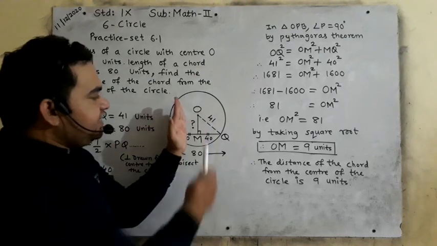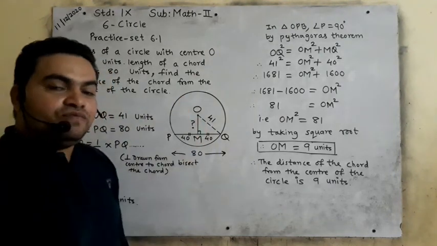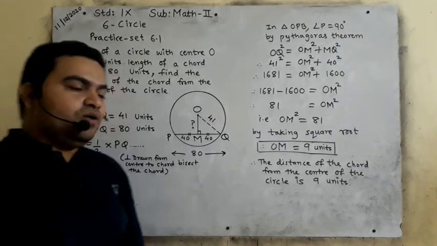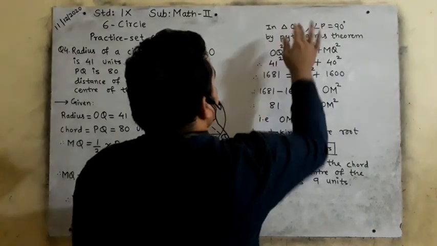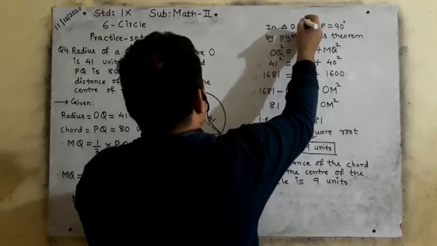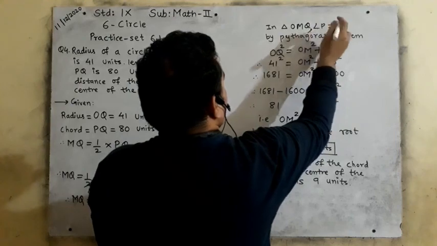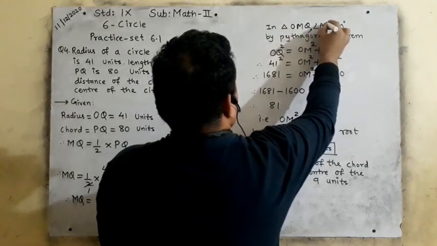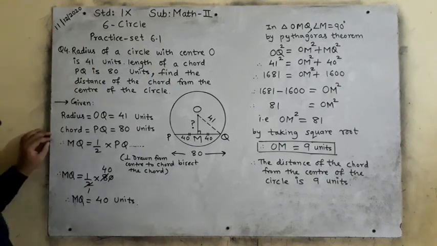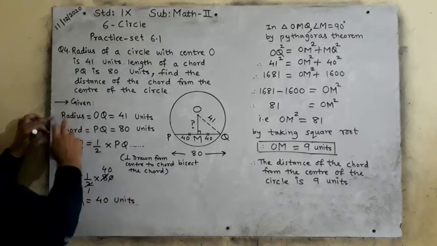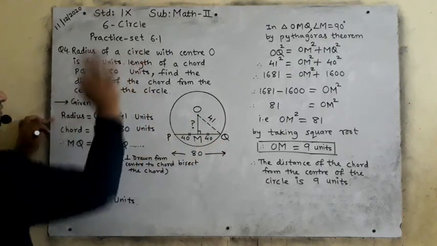So this is a right angle triangle. Can you see this? It is a right angle triangle. So we will utilize here the Pythagoras theorem. Okay, so please pay attention over here now. What is given? Radius OQ. OQ is the radius, 41 units given.